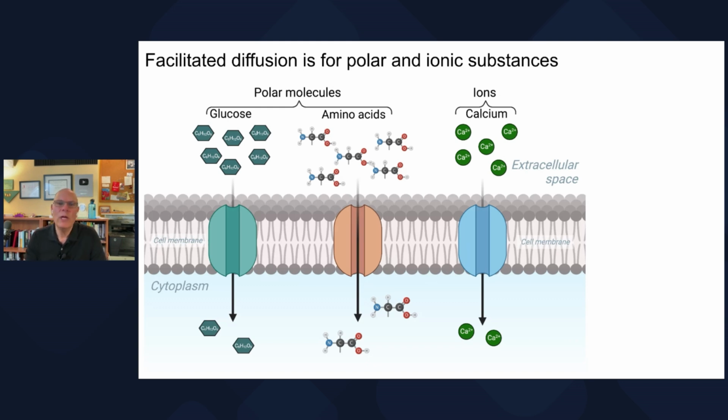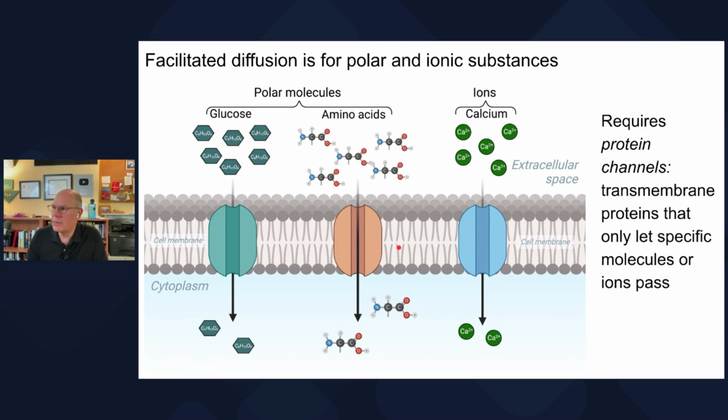Let's talk about this word. If you speak Spanish, you know that easy is fácil. If you speak French, you know that easy is facile. I probably pronounced those wrong just now, but you get the idea. Fácil, that's easy. And to facilitate is to make something easier. So these channels are facilitating diffusion of these substances. Again, here's the text that describes what I just said. Requires protein channels, transmembrane proteins that only let specific molecules or ions pass through.